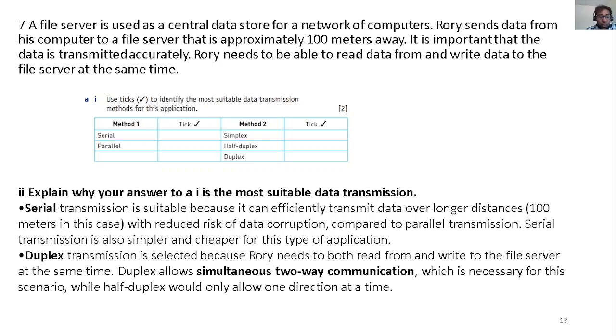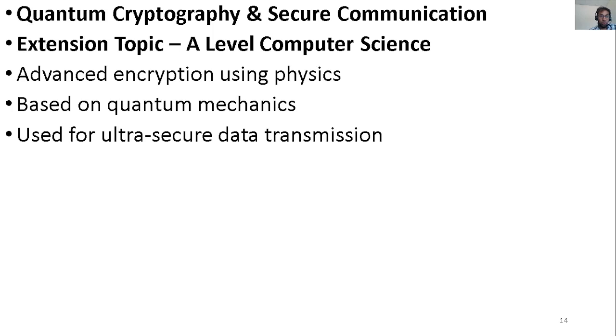Why do we need serial? It is suitable because it can efficiently transmit data over longer distances like 100 meters with reduced stress. And full duplex transmission is selected because Rory needs to send and receive the data at the same time. So this is why duplex is used.